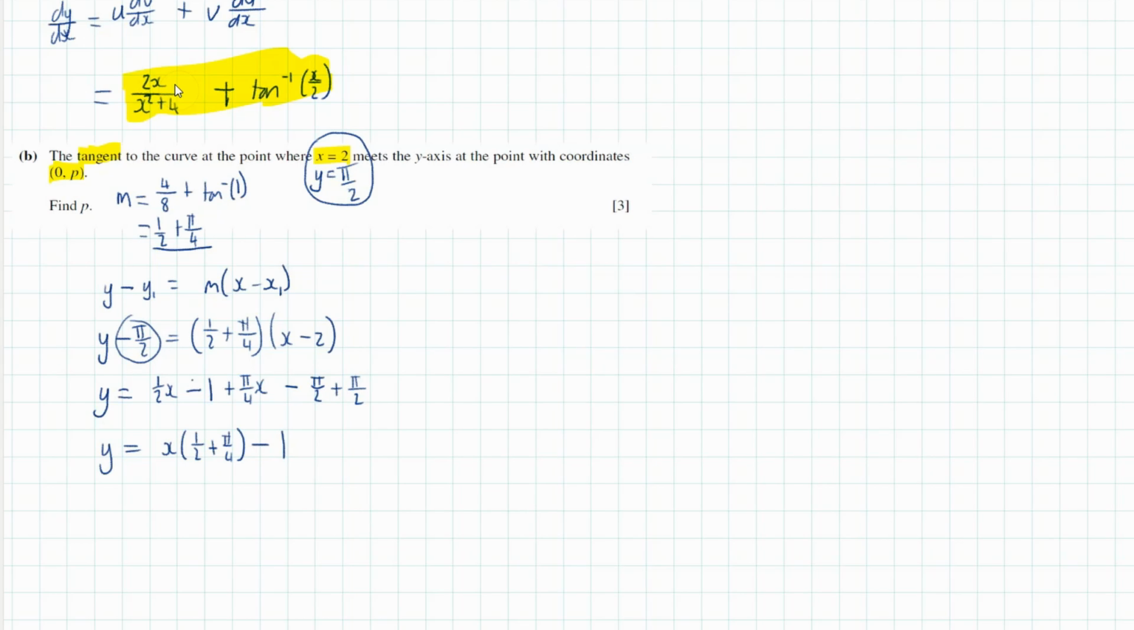Okay, and now I know that there is a point on the line such that we've got 0 for x and a p value for y. So I'm going to put p for y and 0 for x, and then I should be able to find out very easily what p is. So p equals minus 1, and we're done.